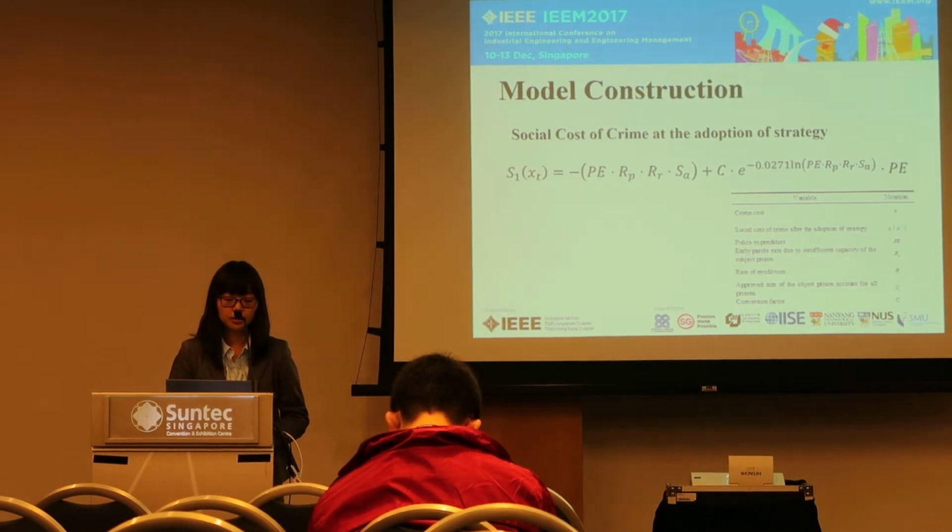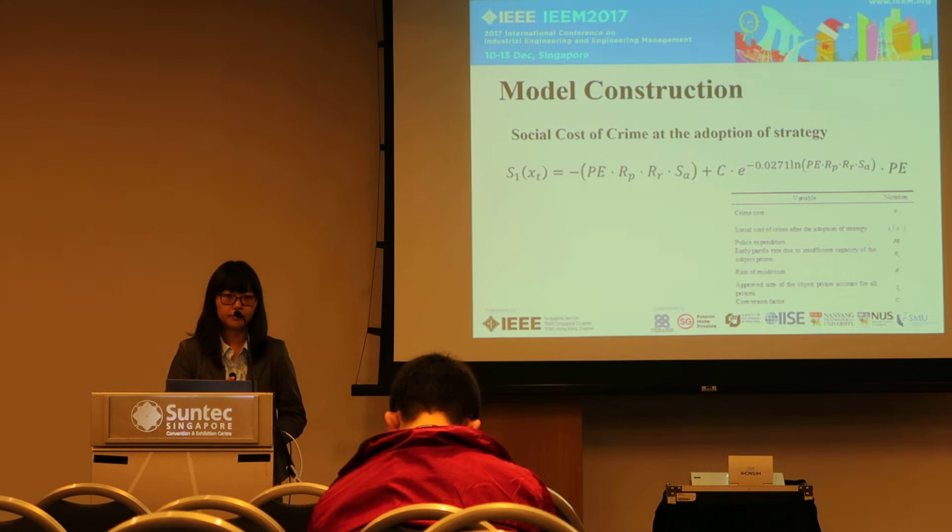This is the social cost of crime at adoption of the standard model, S1 of ST. Suppose that the government is in financial deficit, and the government will try to decrease its expenditure. So it will reevaluate the prison construction size.